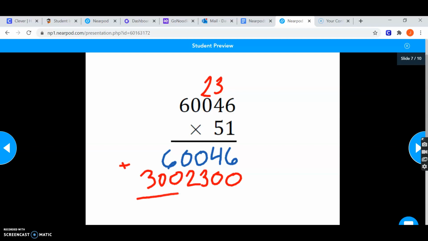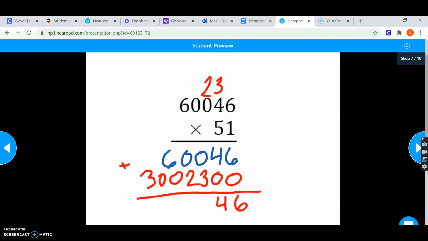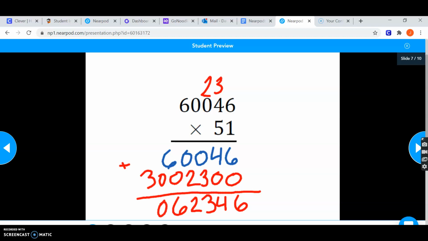Alright, so I'm going to go ahead and add up my partial products here. 6 plus 0 is 6, 4 plus 0 is 4, 0 plus 3 is 3, 0 plus 2 is 2, 6 plus 0 is 6, 0 plus nothing gives me 0, and 3 plus nothing gives me 3.